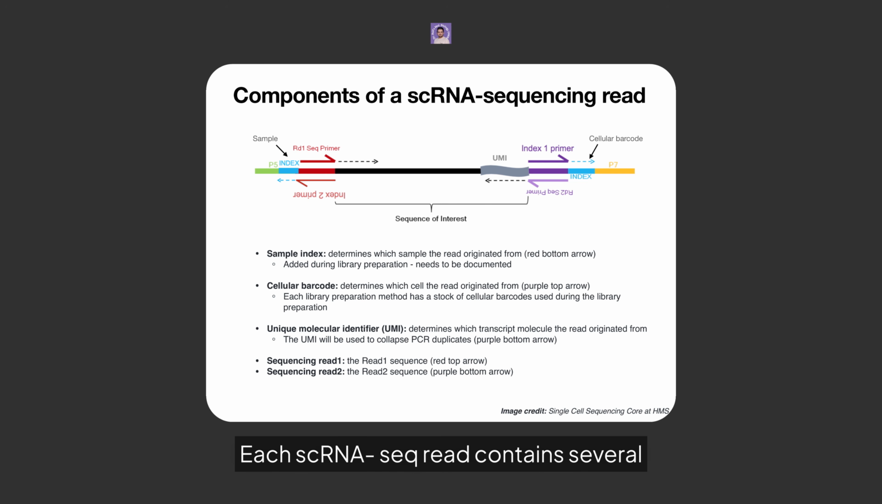Each RNA seq read contains several components: a sample index to identify the library, a cellular barcode to label the originating cell, and a unique molecular identifier, or UMI, to tag individual transcript molecules. Read 1 and read 2 then capture the cDNA sequence of biological interest.